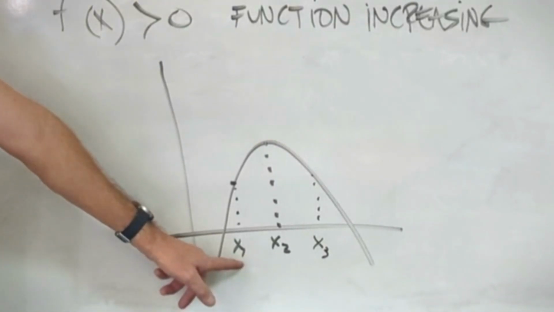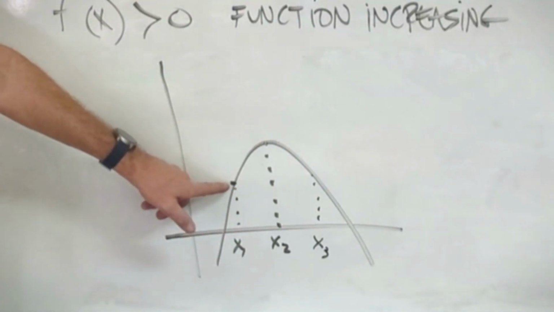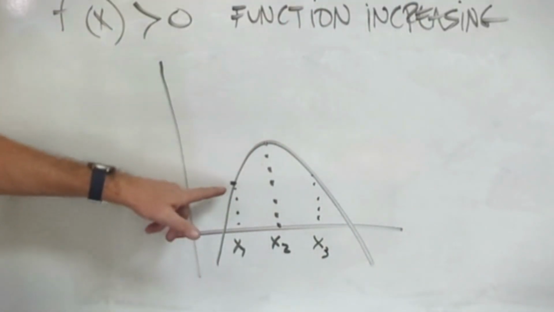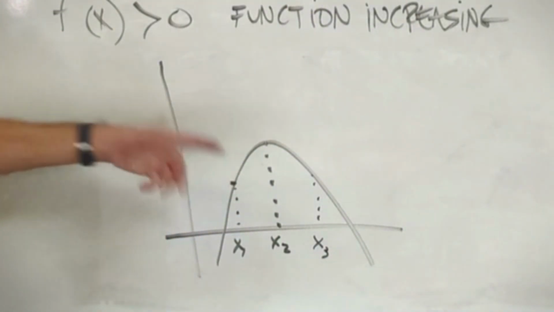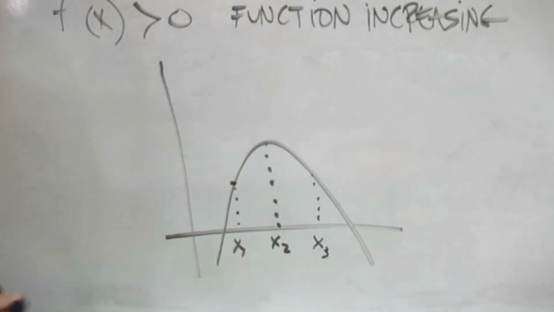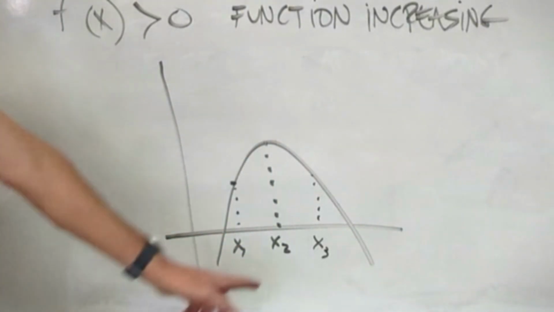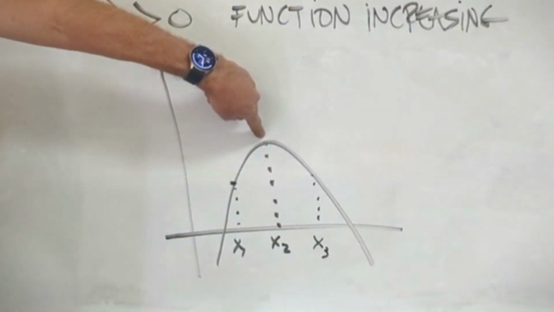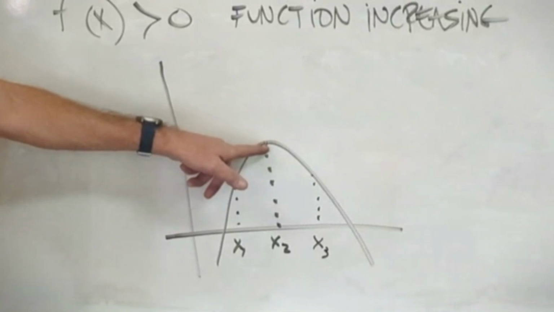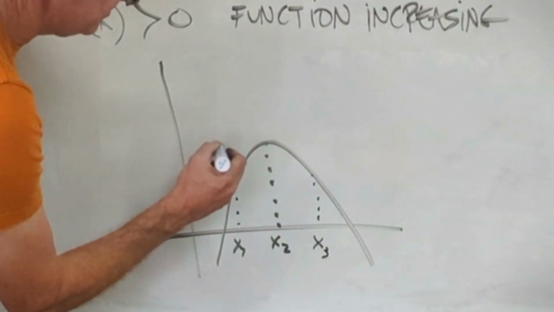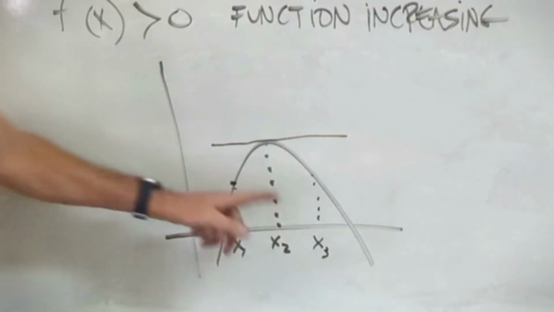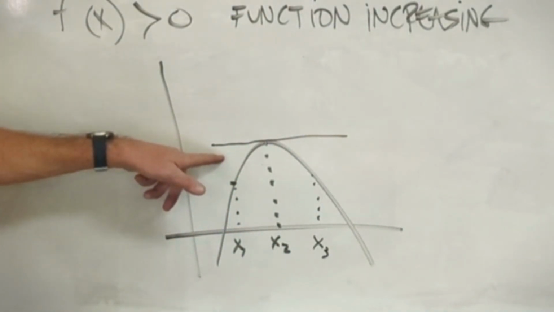Check this out. Here's x1. The derivative would be positive because the tangent line slope is sloping upward. So I'd have a positive derivative at this point, and that reflects the fact that this line is increasing in this interval right there. x2 is right at the top of this parabola. So the function is neither increasing nor decreasing. In fact, we have a horizontal tangent line right there. So the derivative is equal to 0 at x2, and that's shown by our horizontal tangent line.